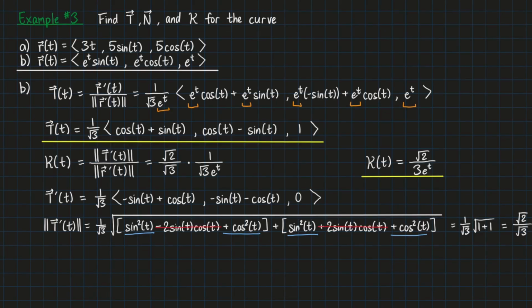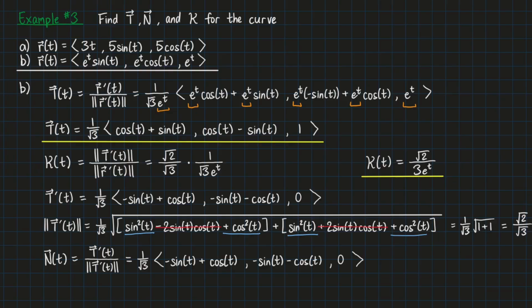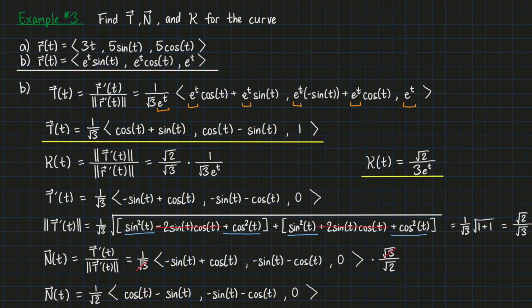And then we have the normal vector N. This equals T prime of t over the magnitude of T prime of t. Here's T prime of t. We multiply this by the reciprocal of the magnitude of T prime of t. These rad 3's will cancel out. So N of t equals 1 over rad 2 times cosine of t minus sine of t, negative sine of t minus cosine of t, 0.